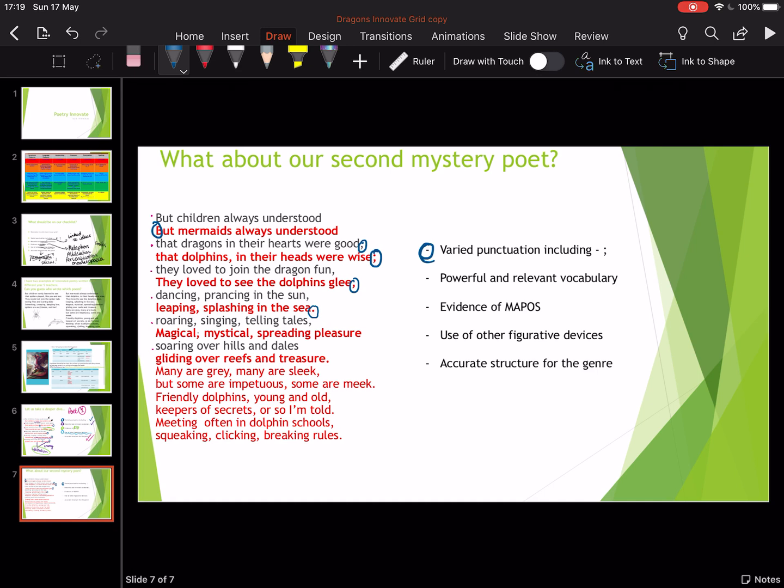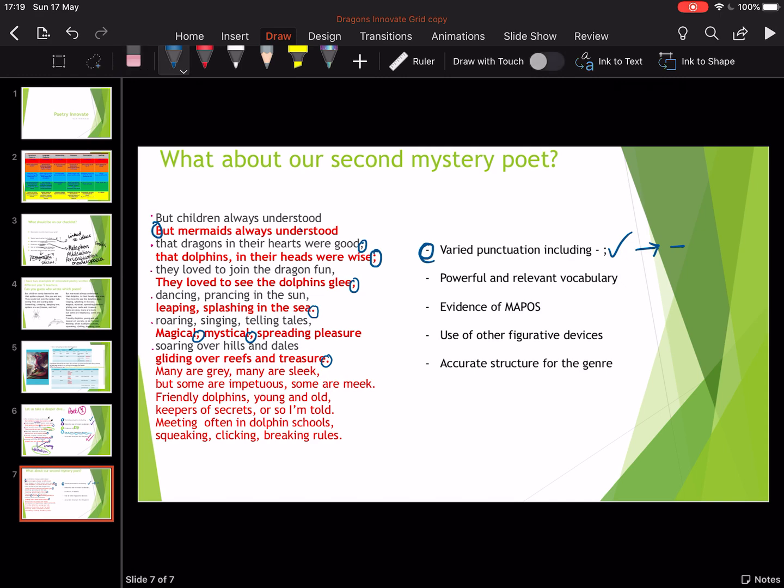Magical, mystical. I like what they've done here. Commas in a list. They've used more than one adjective there, so they've separated them. Spreading pleasure, gliding over reefs and treasure. Many a grey, many a sleek, but some are impetuous, some are meek. As you can see, I'm not circling every comma this person's used, but I think they've done a pretty good job with their punctuation. I would say perhaps they need to try and work on including a hyphen. So I've maybe just put next step hyphen just to remind myself that that's what they need to work on. Let me just rub that out.